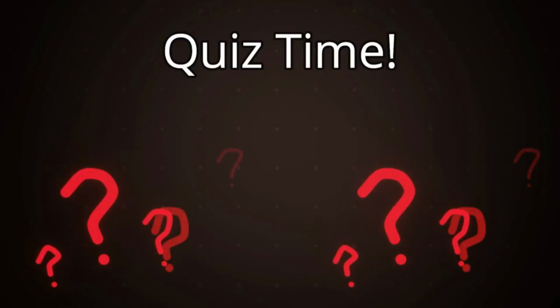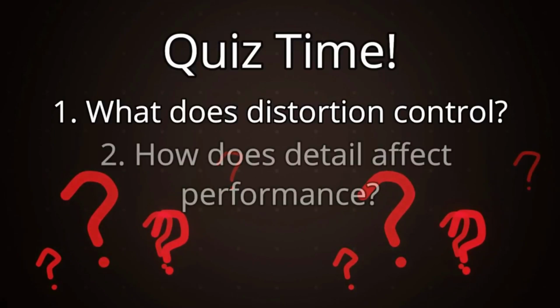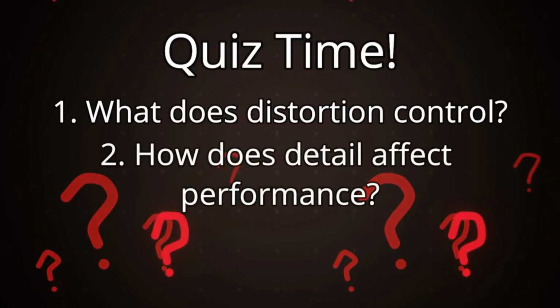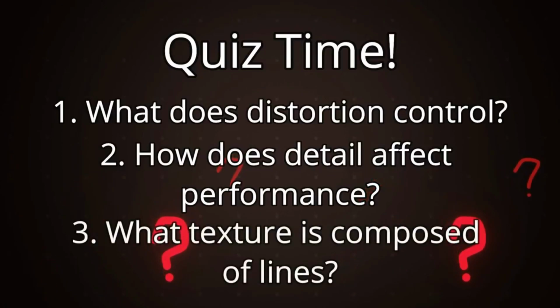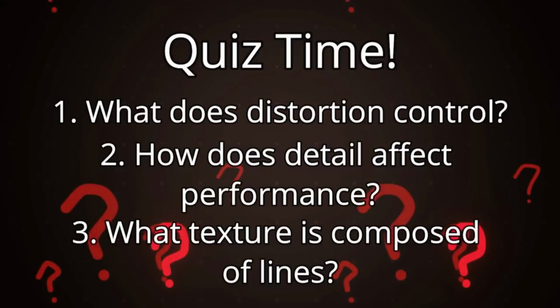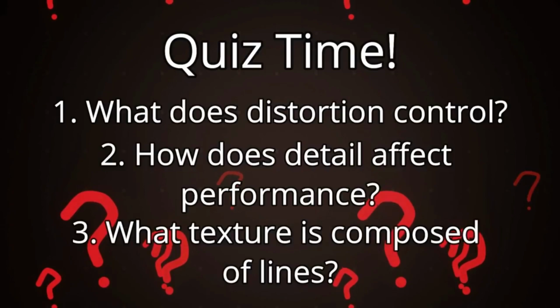I'm going to have a quick quiz now to keep the knowledge fresh in our mind. Number 1. What does the distortion parameter control? Number 2. How does the detail parameter affect performance? Number 3. What texture is composed of lines by default? You can pause the video and answer the questions. I'll be going over the answers in 15 seconds from now.